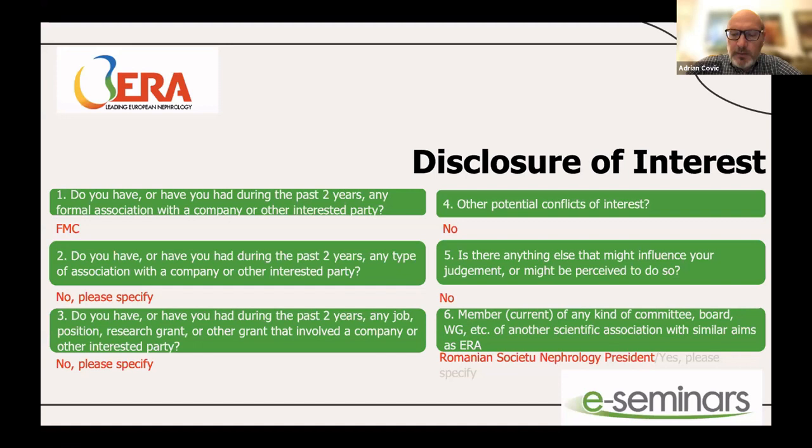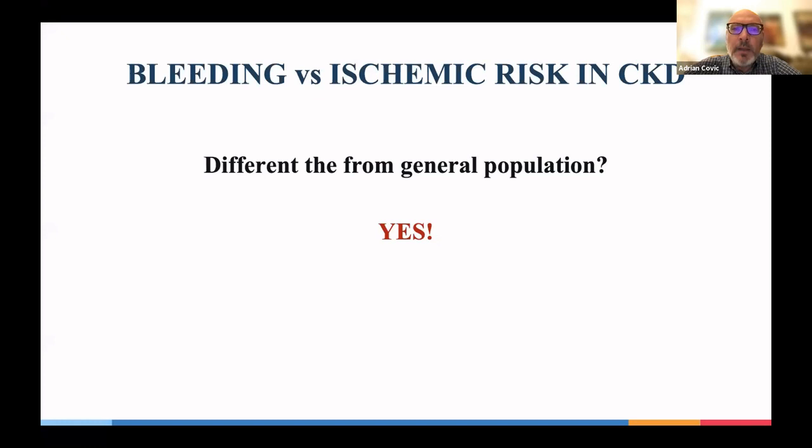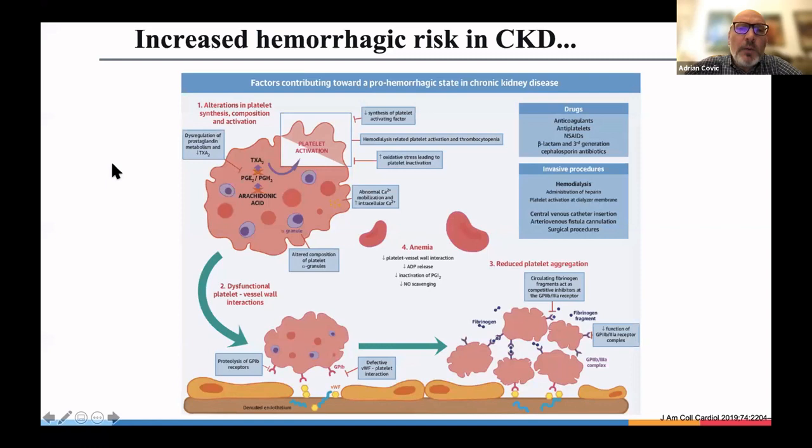These are my disclosures, and I would start this presentation by discussing the bleeding and ischemic risks in CKD. First of all, I have to say a loud yes, they are different from the general population. We know there is an increased risk for hemorrhagic events in CKD patients because of alterations in platelet synthesis, composition, and activation, because of a dysfunctional platelet vessel wall interaction, and because of reduced platelet aggregation.